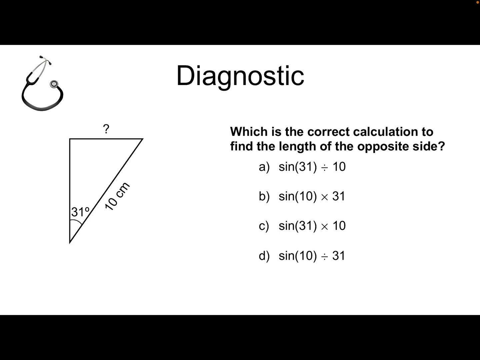What about this one? Stop your video and have a go. Okay, we've got the hypotenuse here, and this x will be the opposite. So it's a sine because it's opposite and hypotenuse. So sine of your angle is equal to your opposite over your hypotenuse. X is equal to, times both sides by 10, 10 sine of 31 degrees. So it's this one here.